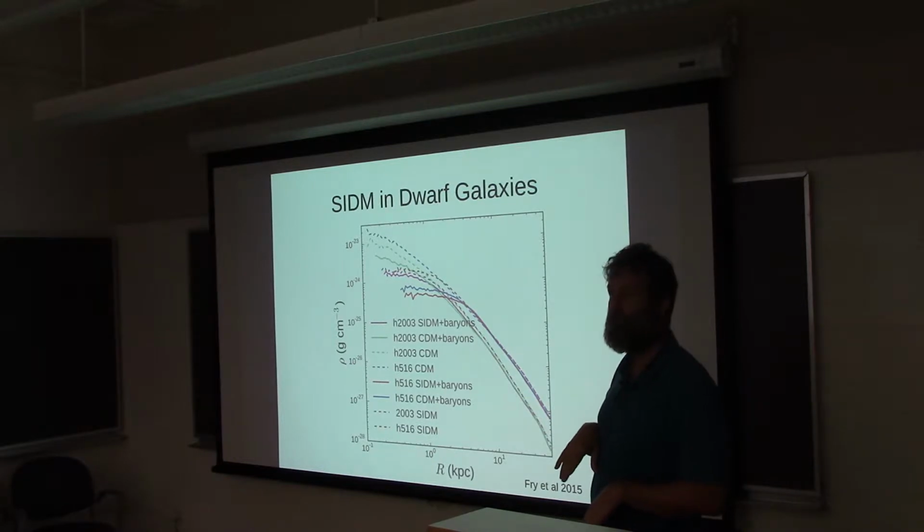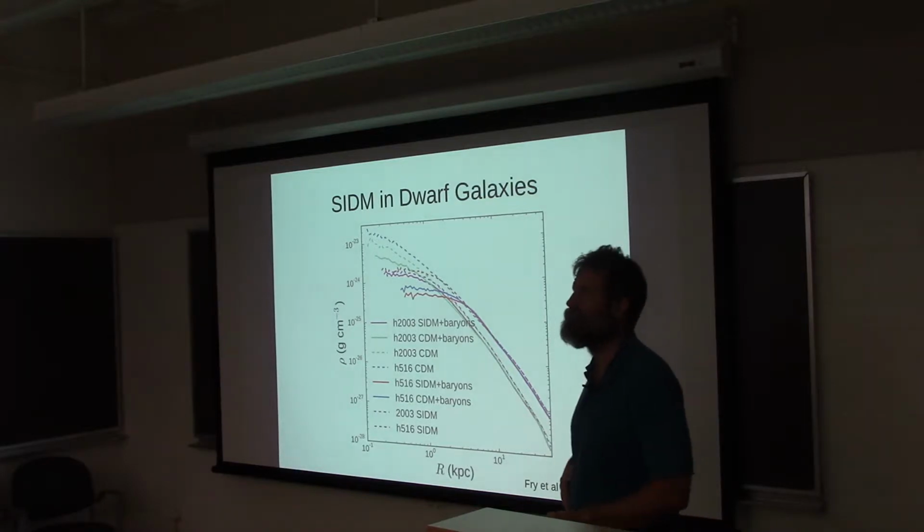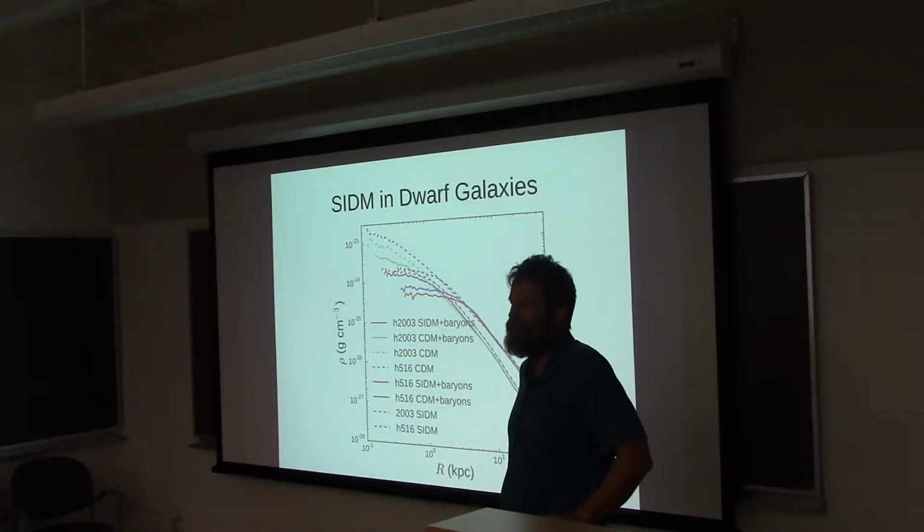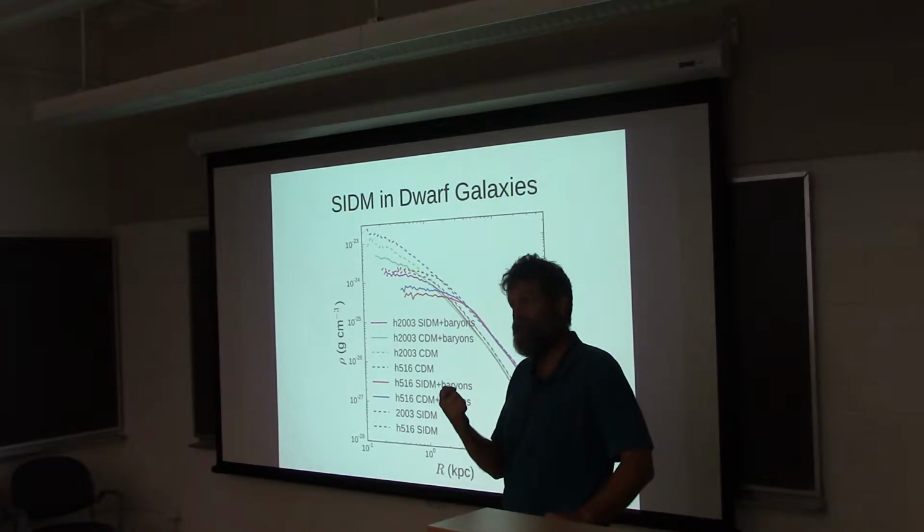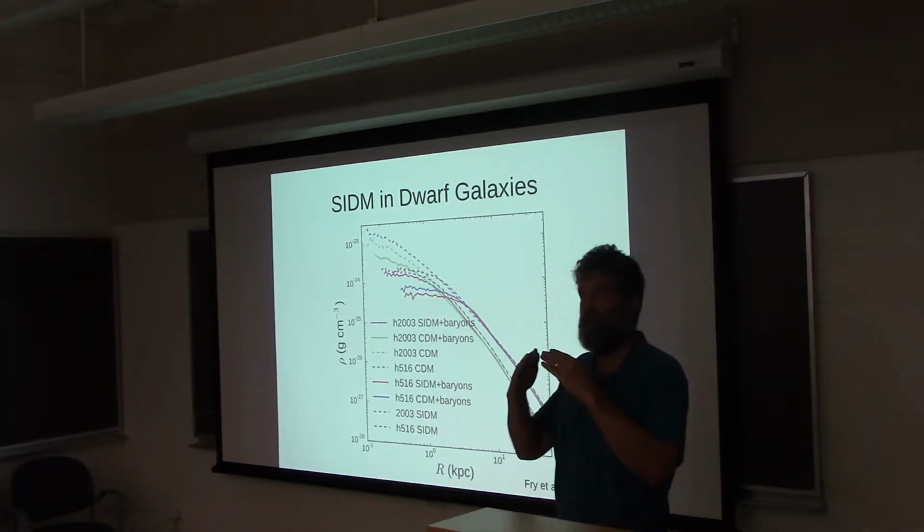I think Chris interrupted. You were trying to explain why it is flattened when you have elastic scattering. Is there an easy explanation for that? I'll probably get it wrong, but it's essentially you are allowing the particles in the center of the galaxy to be heated up by this interaction.